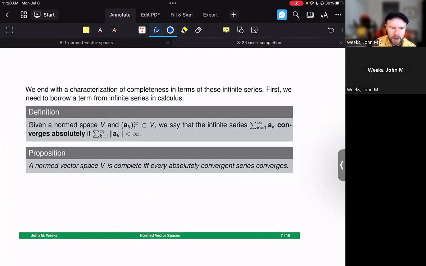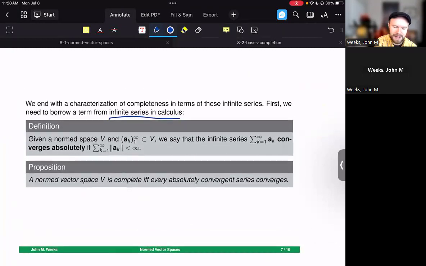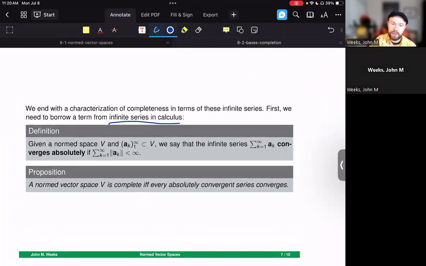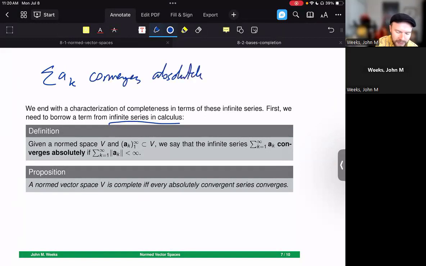Let's first borrow a definition from infinite series in calculus. You maybe know this from either looking at the review slides or from your own Calculus 2 class or having taught this class, which is that we would say that a series, the sum of a sub k in calculus, I'll use a instead of alpha, of a sub k converges absolutely if it converges with absolute values around it.